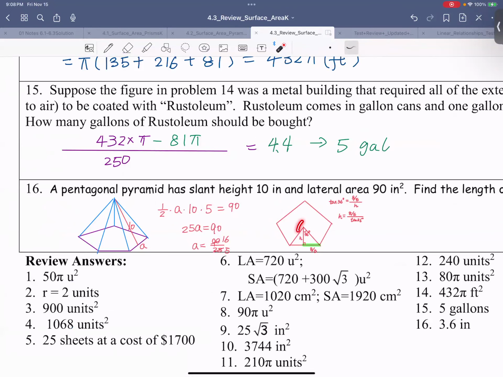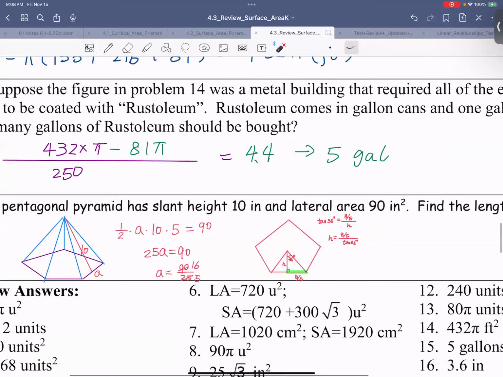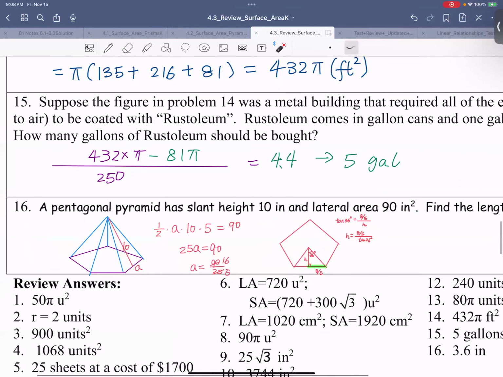We already know this whole angle is 360, right? 360 divided by 5 is 72. 72 divided by 2 is 36. So this is 36. And this is... slant height is 10. Slant height is 10. And the lateral area is 90. So we are able to calculate each side based on that information.